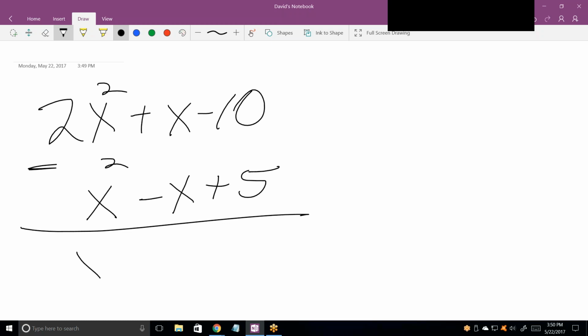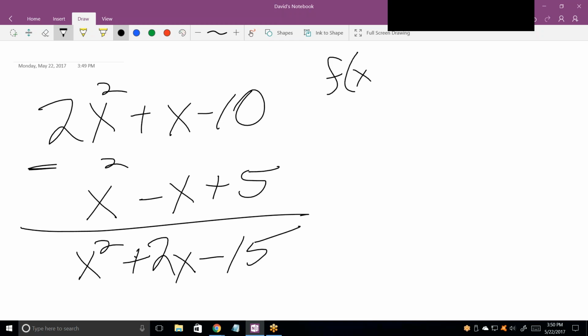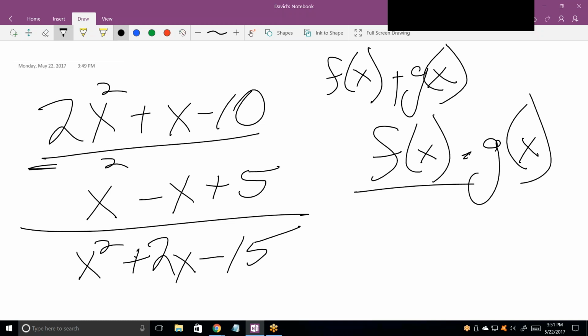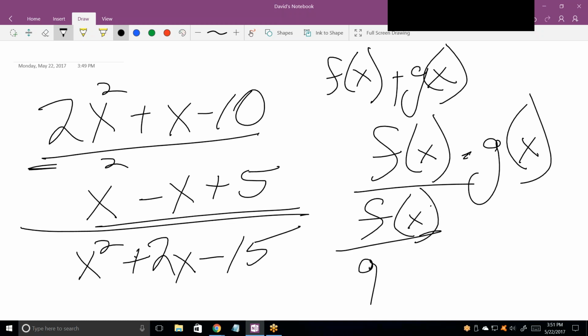2x squared minus x squared is x squared. x minus a minus x plus 2x minus 10 minus 5 minus 15. So when you have f of x minus g of x, just subtract like terms. Same thing with f of x plus g of x. Same thing with f of x multiplied by g of x. In other words, you know how to multiply 3 terms by 3 terms. Just do every term by every term. And the only one that might be reasonably difficult is f of x divided by g of x. And there you just use long division.